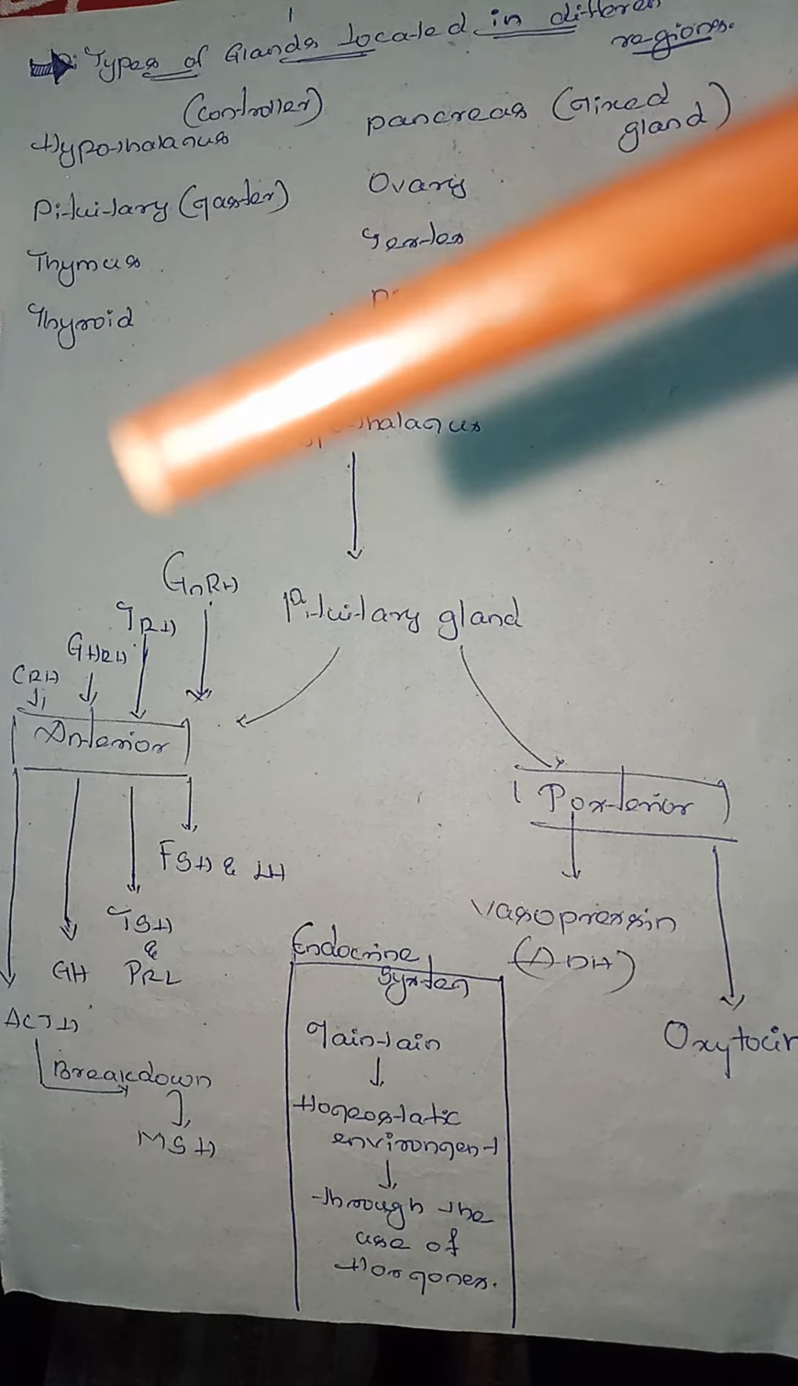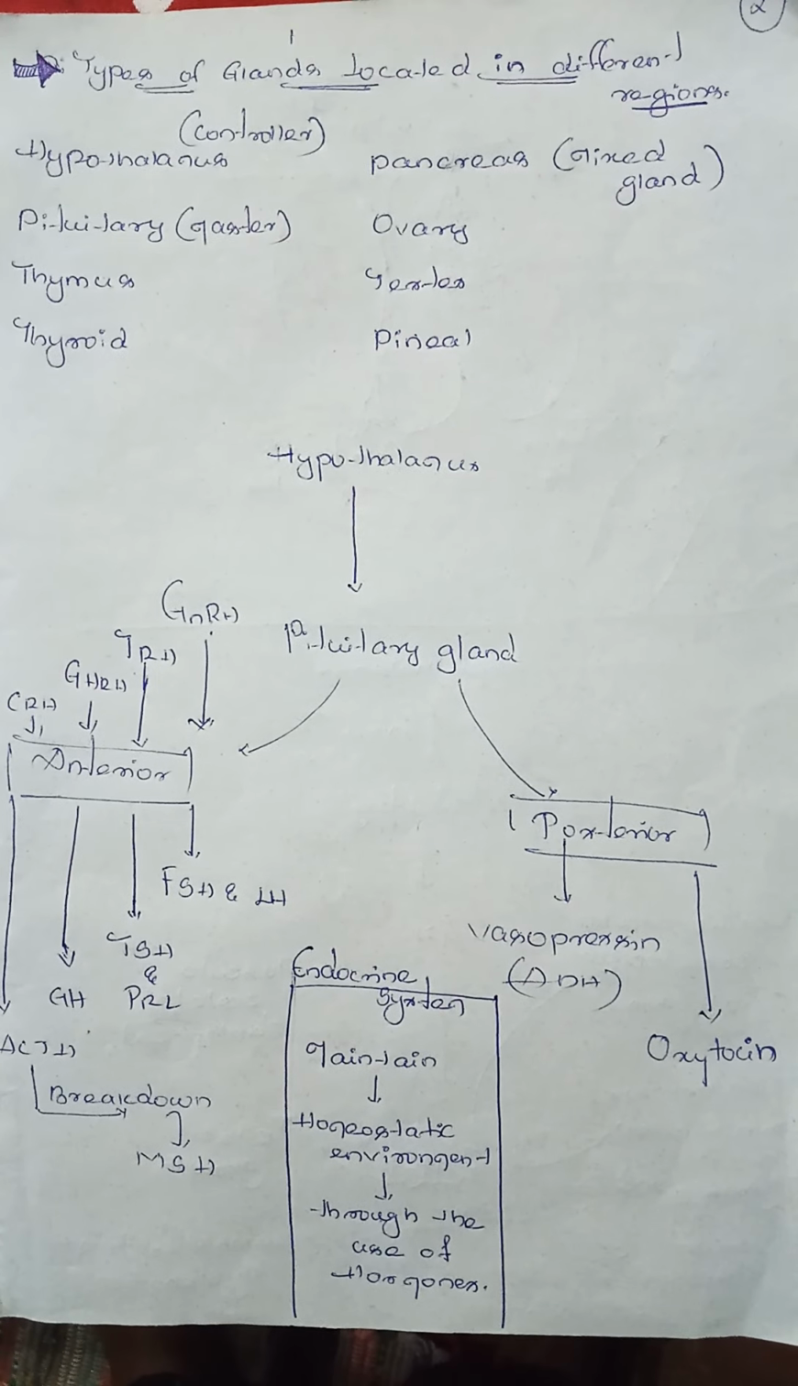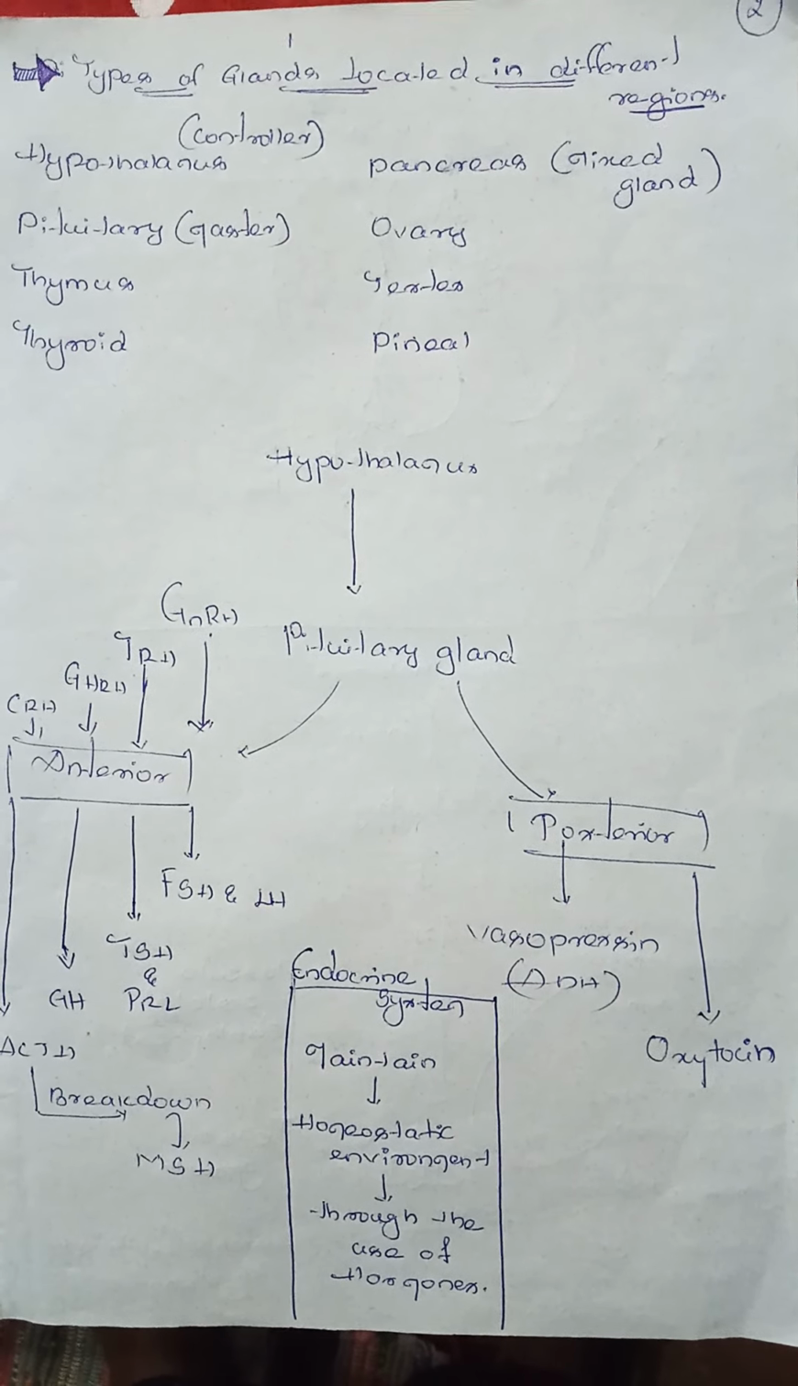Like that, the hypothalamus goes and stimulates the posterior part of the pituitary gland for further release of vasopressin hormone as well as oxytocin hormone. So these are the specific hormones which are secreted by the anterior and posterior pituitary glands. Let's see one by one. Let's see about growth hormone.